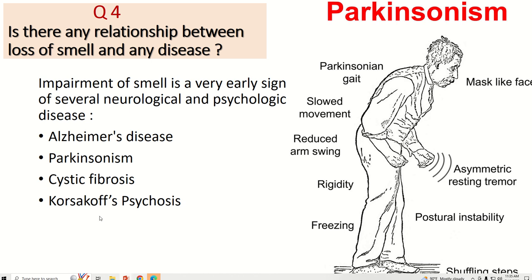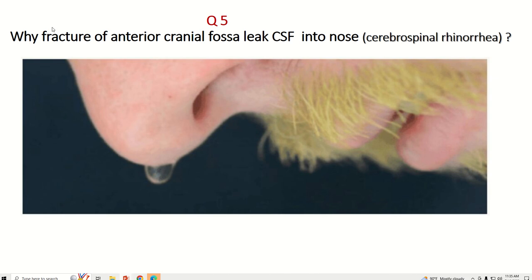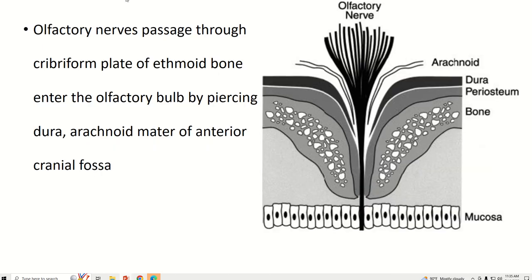Korsakoff psychosis. Why does a fracture of the anterior cranial fossa leak CSF into the nose? Cerebrospinal rhinorrhea. The olfactory nerve passes through the cribriform plate of the ethmoid and enters the olfactory bulb by piercing the dura and arachnoid mater of the anterior cranial fossa. This is the dura mater, this is the arachnoid mater.